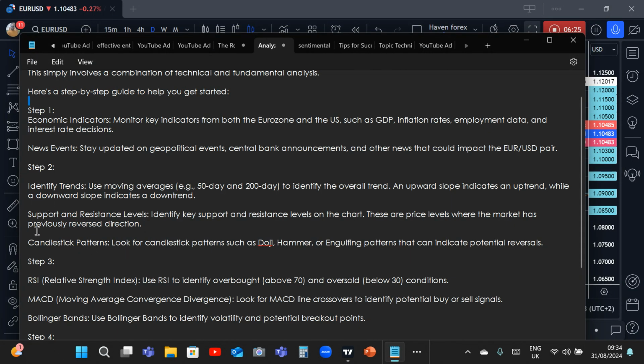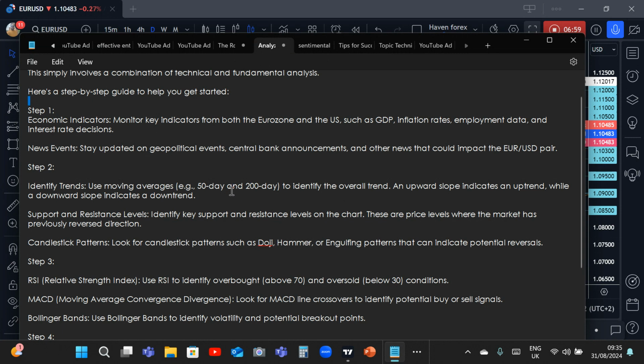All right, another point, step two that you need to take, is identify trends. You identify trend. Use moving averages, e.g., the 50-day and the 200-day, to identify the overall trend. So if you are still a beginner, all you need to do is plot a moving average. The moving average will show you the overall trend.